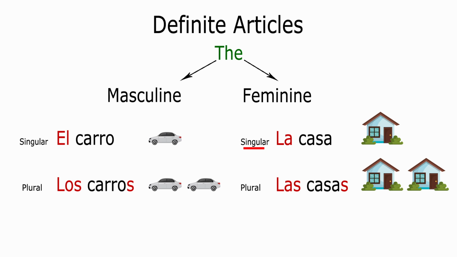On the right, we have feminine nouns. For feminine singular nouns, we use la. For feminine plural nouns, we use las. For example, la casa, the house. Las casas, the houses. So just remember, use el and los with masculine nouns. Use la and las with feminine nouns, and always match singular or plural.